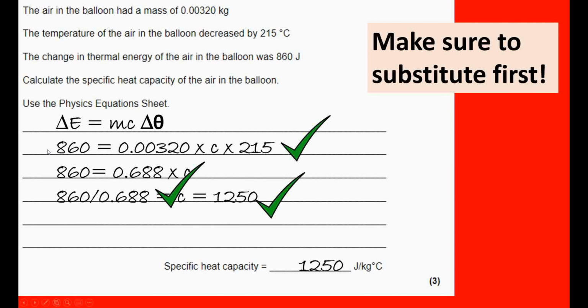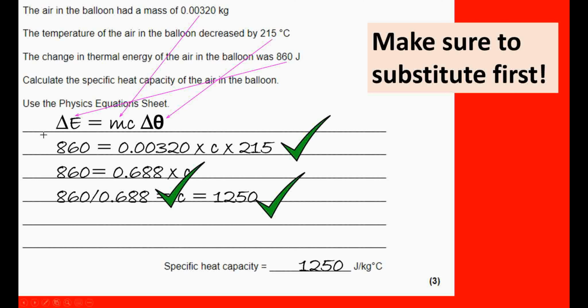Okay, so here I've got the equation written correctly, and then I'm looking at putting the right number in the right spot. So if I've got a mass of 0.0032, I could circle that or underline it, and I know that goes into my mass. I know my 215 temperature change goes into the change in temperature. I know my 860 goes into the change in energy. Leaving behind the specific heat capacity, the thing that I don't know, the thing that I'm trying to find out.